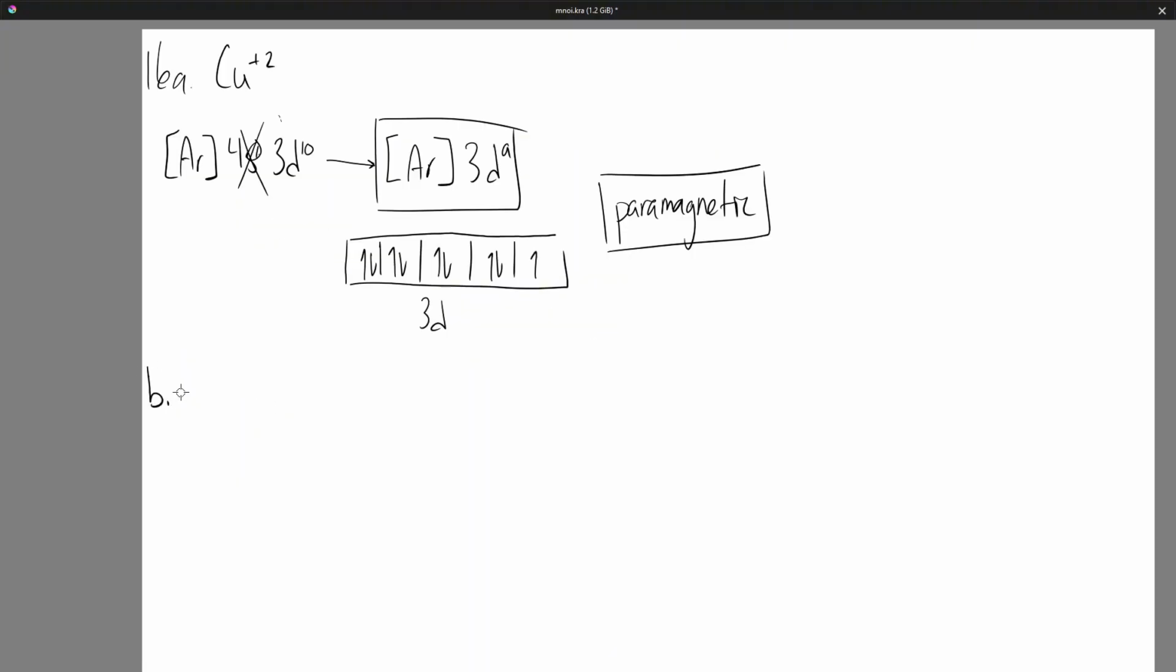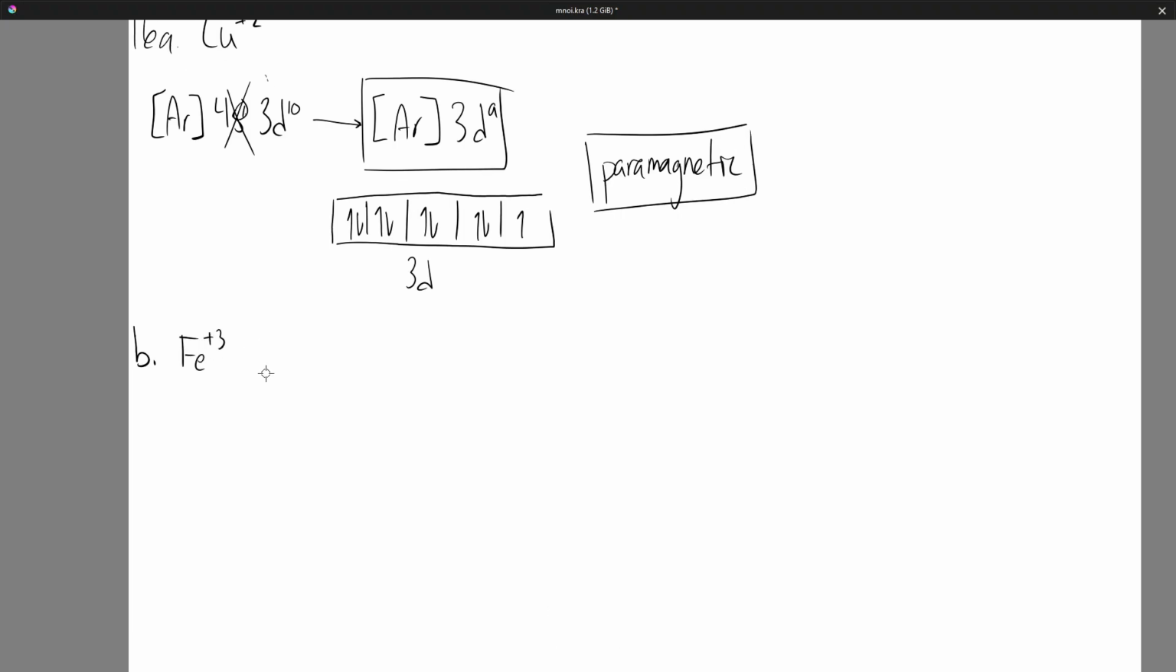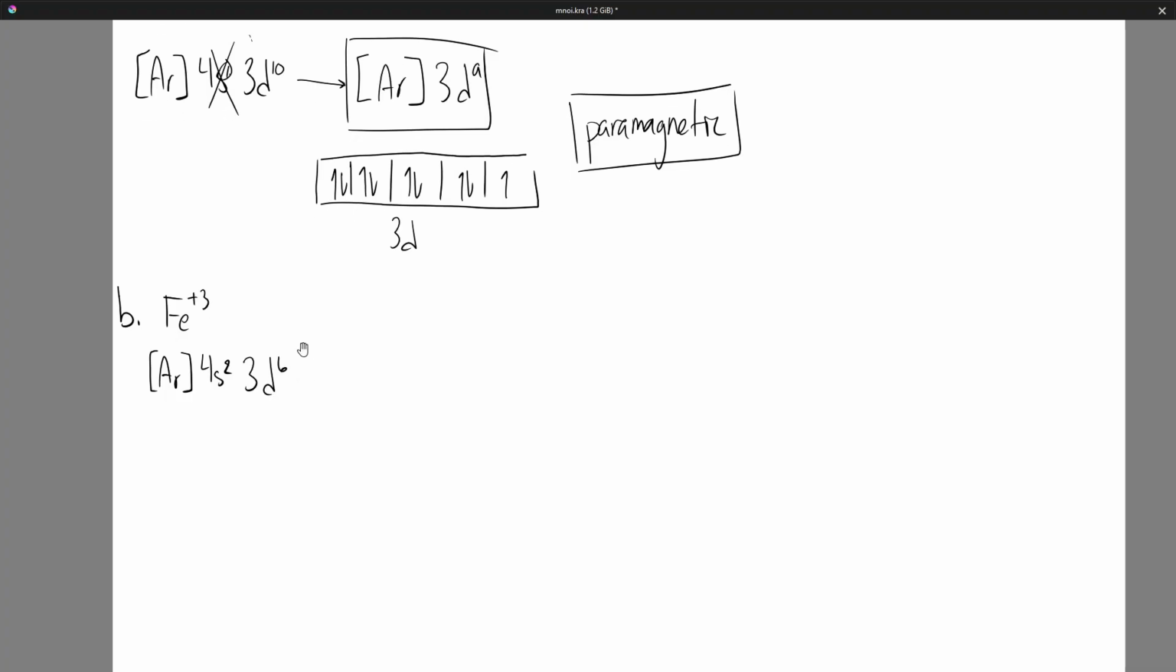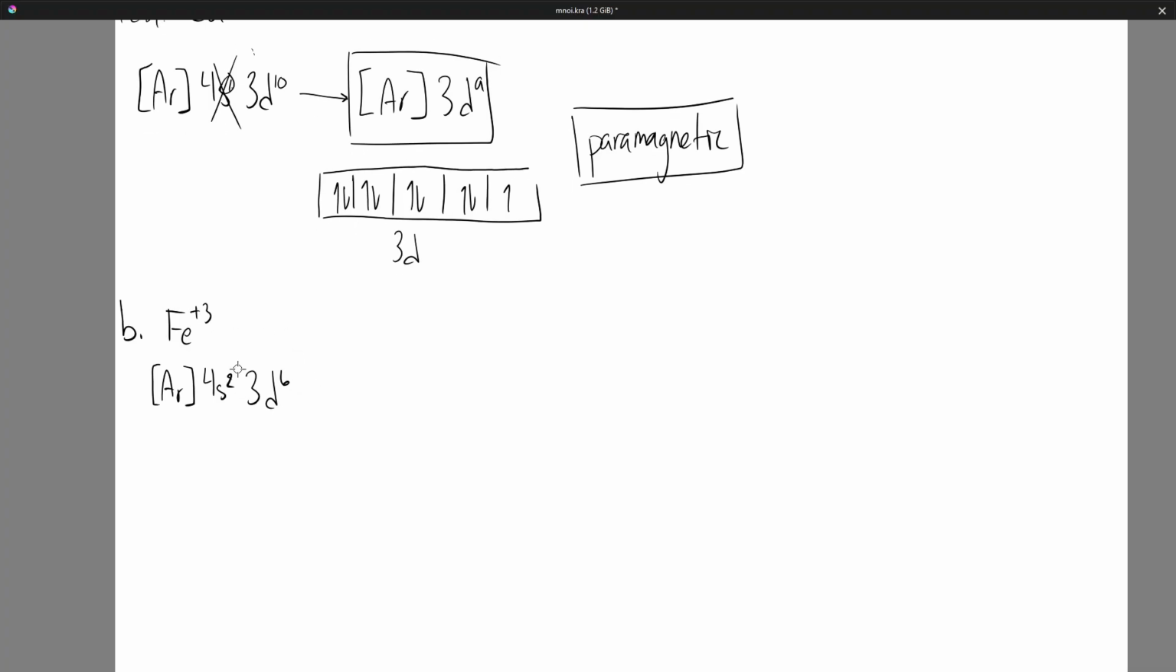Now for B, we're working with the iron 3 plus ion, so Fe plus 3. So same as copper right here, it starts off at the 4s subshell, since the previous noble gas passed was argon. So 4s2 and 3d6. Okay, so unlike copper, this does fill regularly.